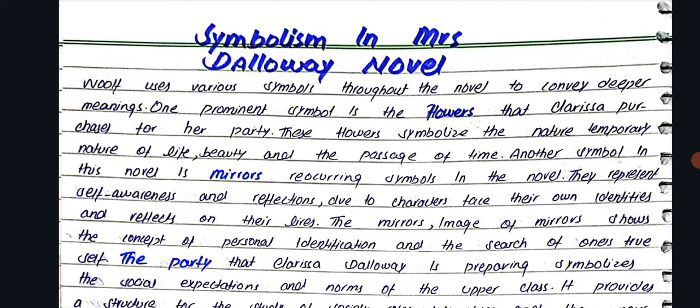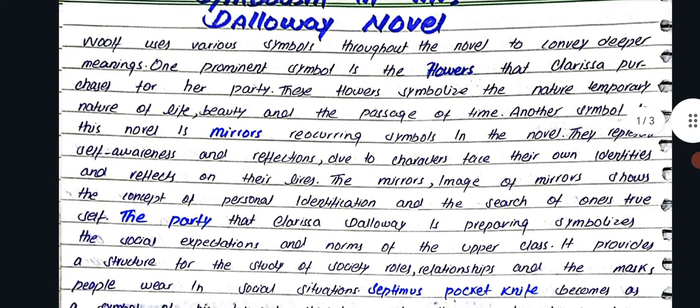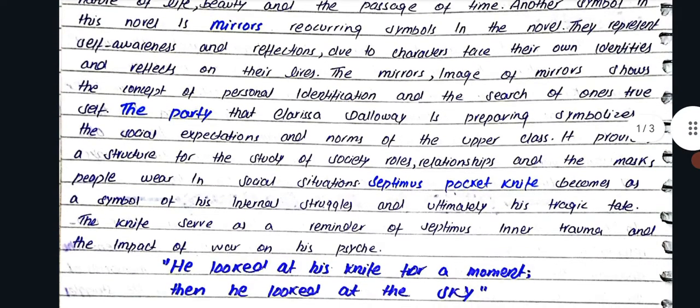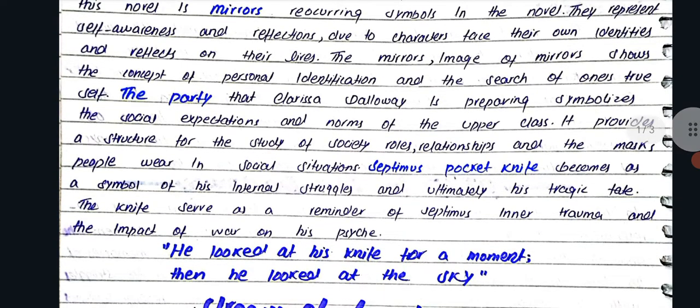Another symbol in this novel is the mirror. A recurring symbol in the novel, it represents self-awareness and reflection, as characters face their own identities and reflect on their lives. The images of mirrors show the concept of personal identification and the search for one's true self.